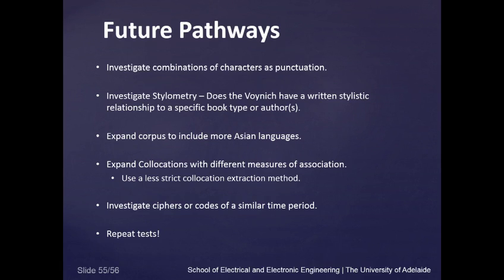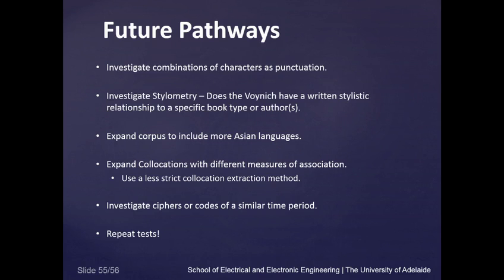We could expand the corpus to include more Asian languages. We could expand collocations with different measures of association. As we saw with the basic measure of association with frequency and using a PMI, you can get very different results. You could also use a less strict collocation extraction method. The extraction method we used was basically looking at two words put together within the Voynich. You can actually expand this to use a window, so you can look for two words within that window to determine if there was a possible relationship between them.